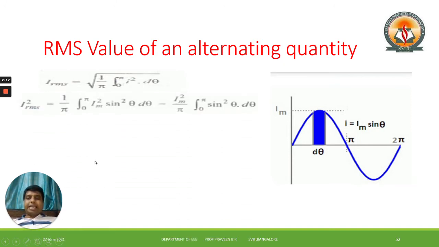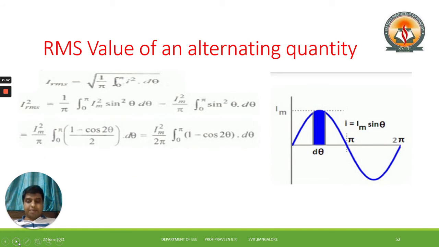Now I replace i squared by Im squared sin squared theta. If I take Im squared outside, I get Im squared by pi, integral from 0 to pi of sin squared theta d theta. Sin squared theta can be written as (1 minus cos 2 theta) divided by 2. So I divide the terms into 1 by 2 d theta minus cos 2 theta divided by 2 d theta. So I get this in this way.